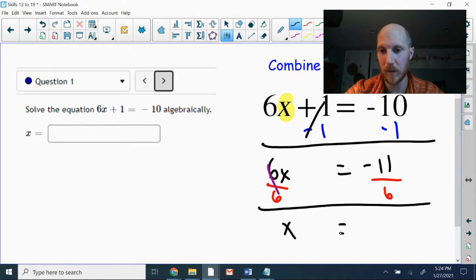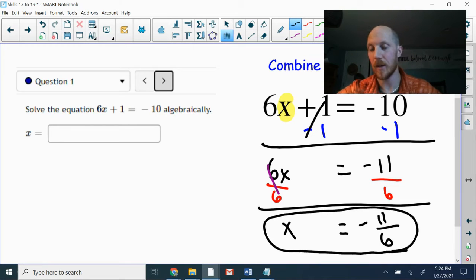So I've got x equals, and negative 11 does not divide evenly by 6. So I'm going to leave my answer as a fraction. Negative 11 sixths. Kind of an ugly answer, but sometimes that's what we end up with. So you'll be better off leaving your answer in fraction form. Most of the problems that we have in WAMAP are going to ask you specifically to leave your answer in fraction form. If you get a fraction, don't change it to decimal.